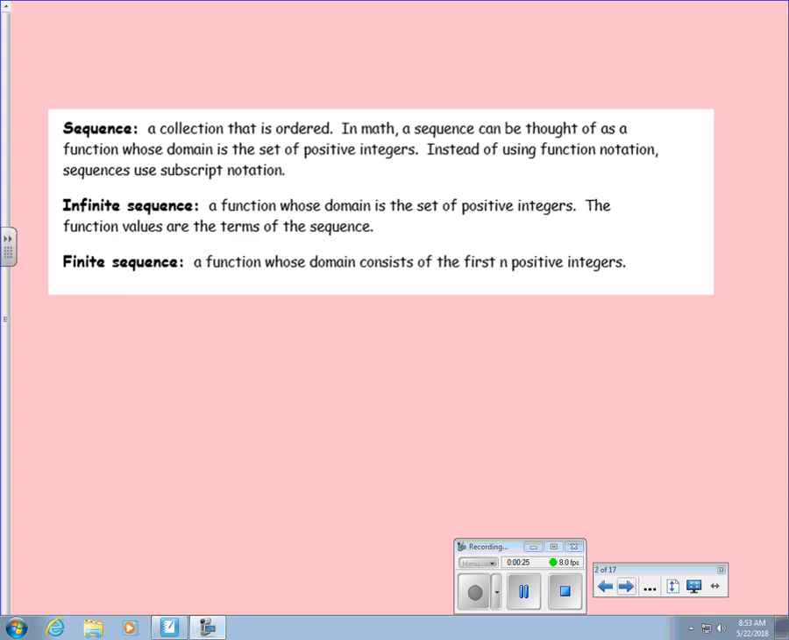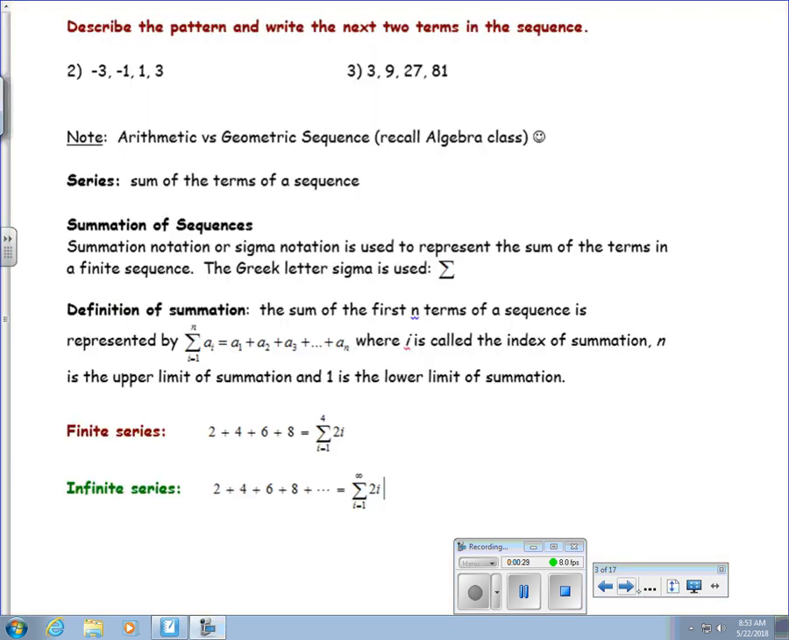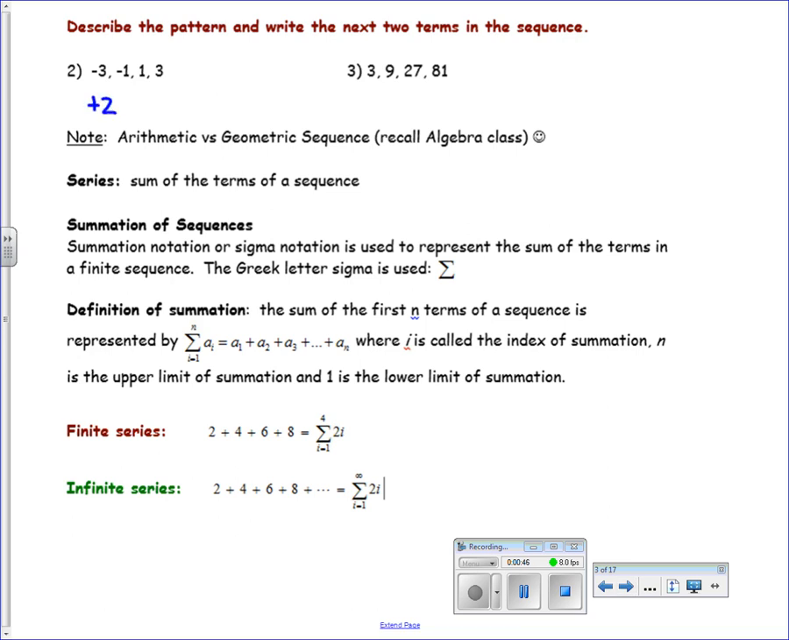And again, we talked about how there's a finite sequence and an infinite sequence. And so we looked first for the pattern. If we recall from yesterday, we had -3, -1, 1, and 3. What was the pattern again? Everybody's awake today. So it was a +2. Then we said, okay, what are the next two terms? And you guys said 5 and 7.